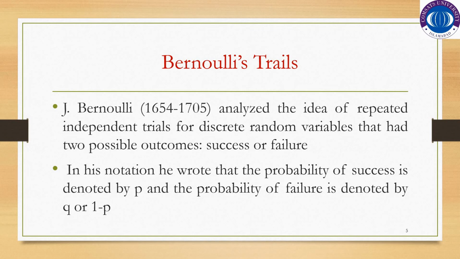Okay? In this notation, he wrote that the probability of success is denoted by P and the probability of failure is denoted by Q. When James Bernoulli did his analysis, he used 2 notations, P and Q, where Q is equal to 1 minus P. P is used to represent the probability of success, and remember this is small p. And the small q is used to represent the probability of failure.